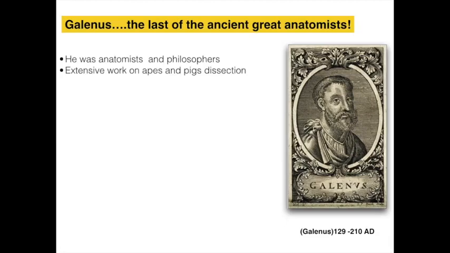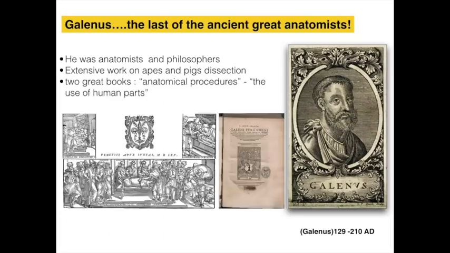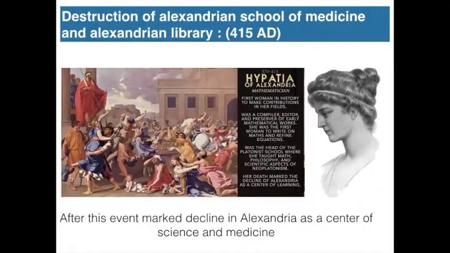His book about dissection and his book about the anatomical procedure existed for more than 1,000 years as a main textbook and a main reference. You will read Galenos in all textbooks. He was a thorough worker at that time, and he came in the time of Hadrian.